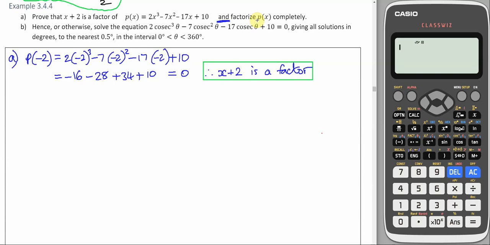Now it's up to you how you do this. There's various ways. You could use long division, you could use the grid method. I'm just going to do it by inspection. So I know x plus 2 is definitely a factor. We've been told that. Now I'm going to work out term by term what the remaining quadratic would be. Right, I'm going to do this by inspection.